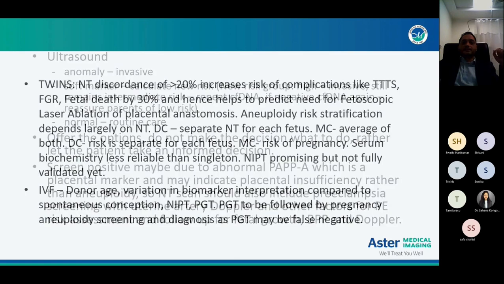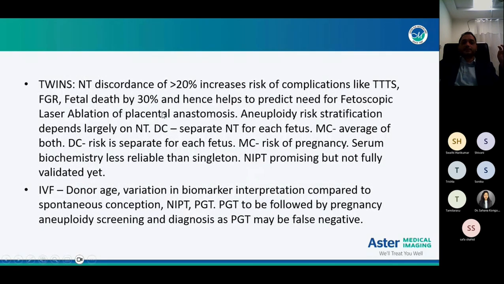Now, there are some special conditions like twins and IVF where the protocol is different. In these conditions, for example, in twins, the NT is very important rather than the biochemistry, which is not very specific. And NIPT is a promising tool in these cases, that is in twins, but not fully validated by studies as of now. And in IVF, the donor age instead of maternal age is taken into consideration. Biochemistry is very variable, very different, so not very reliable.